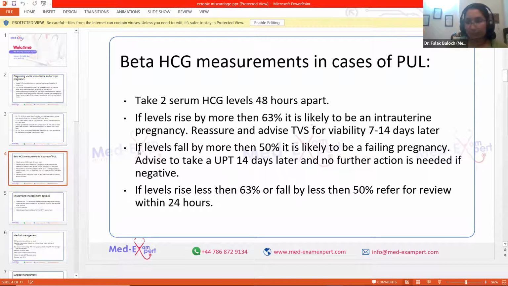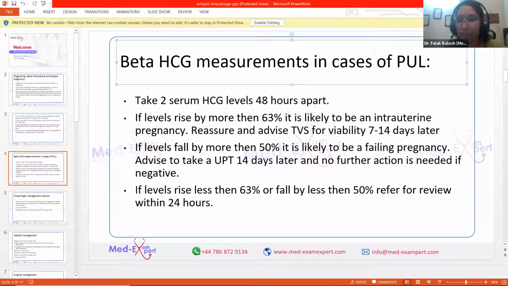If the rise in beta HCG is more than 63%, it is highly likely that it is an intrauterine pregnancy. What we have to do is reassure the patient and advise a transvaginal scan for viability 7 to 14 days later.